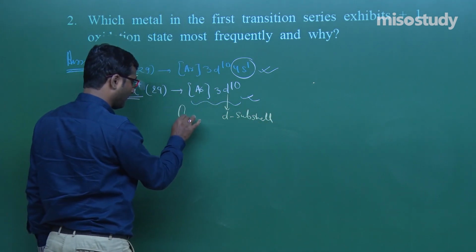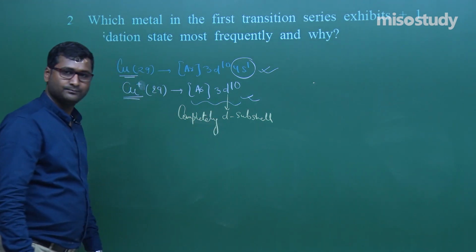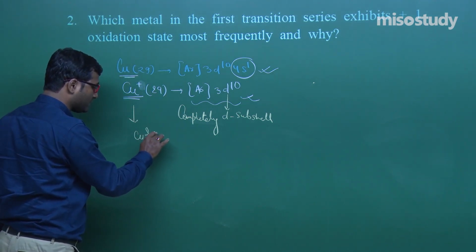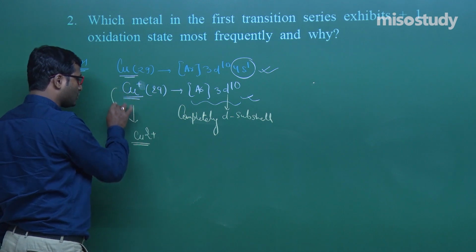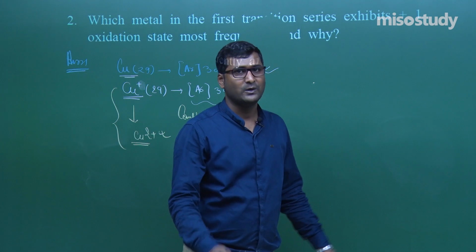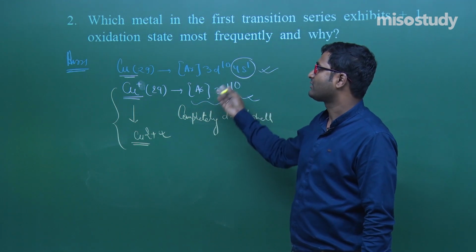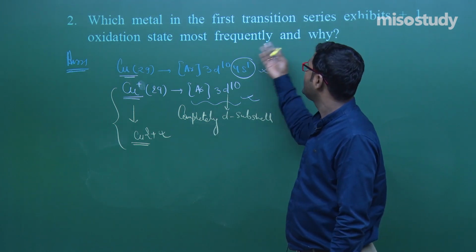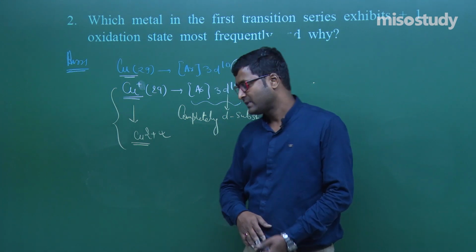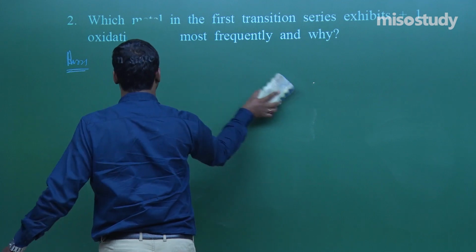Clear to you? Completely filled d subshell. Am I right? Yes. It can show the +2 oxidation state also in aqueous solution. Here it will be decided by the electrode potential value and the hydration value. I have discussed this, but here they are only asking which transition series metal can show +1, and that is the copper answer. Simple explanation. Clear? Now I am going to rub this part and will discuss the next question, my friend.